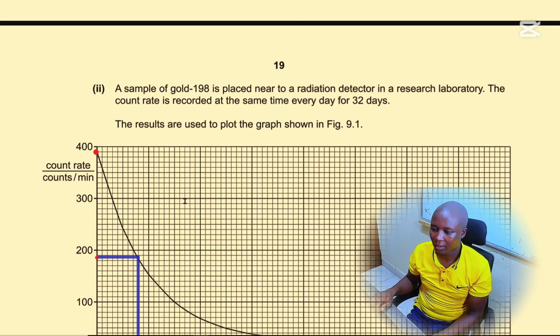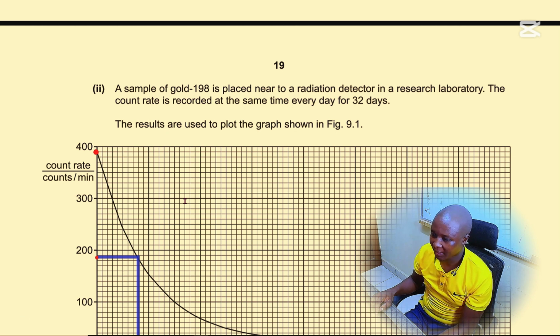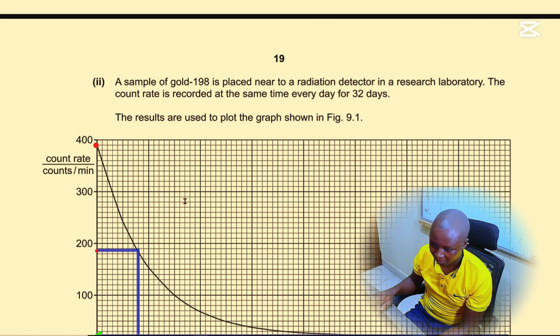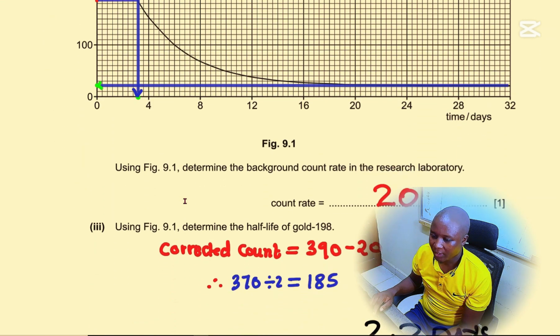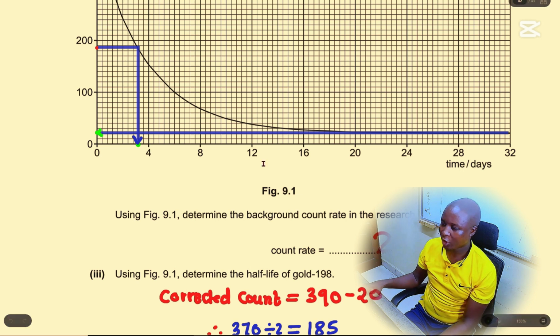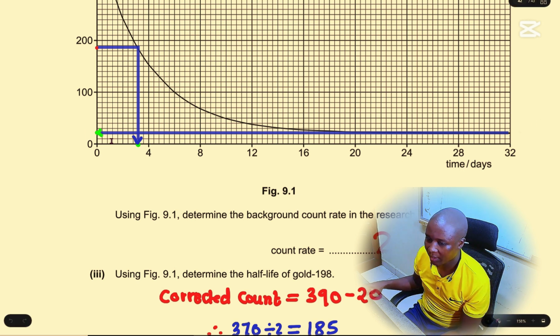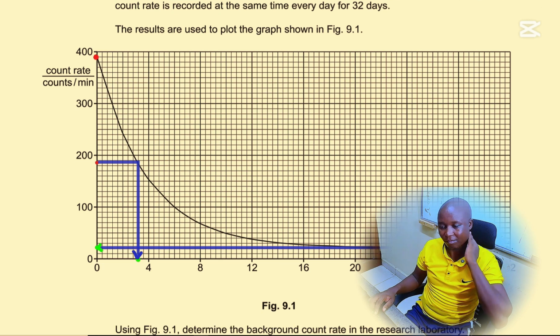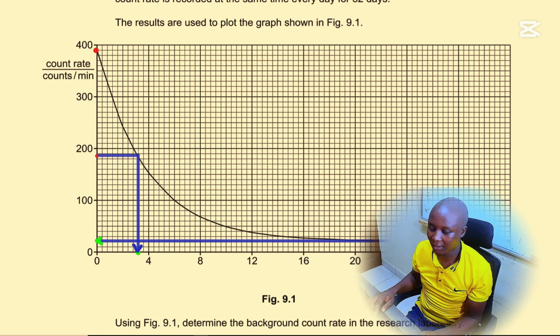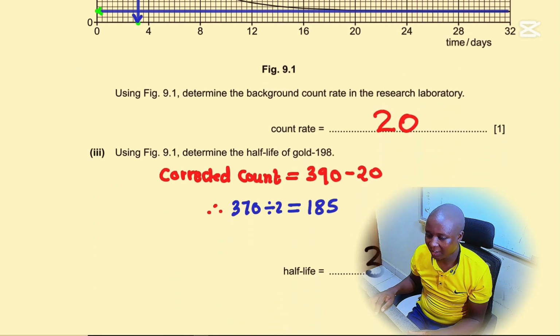A sample of gold-198 is placed near a radiation detector in a research laboratory. The rate is recorded at the same time every 32 days. The results are used to plot a graph. You are supposed to determine the background radiation. For background radiation, you check where it flattens. You read the value here, which is 20 becquerel, the count rate per minute. Remember also the unit for radioactive decay is the becquerel. So maybe if you are asked that, you'll be able to answer.